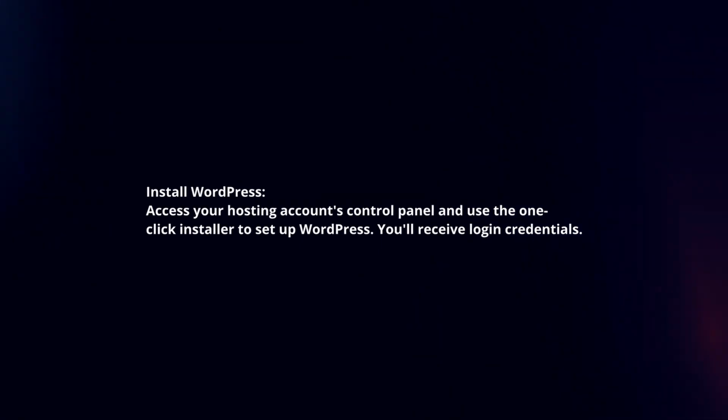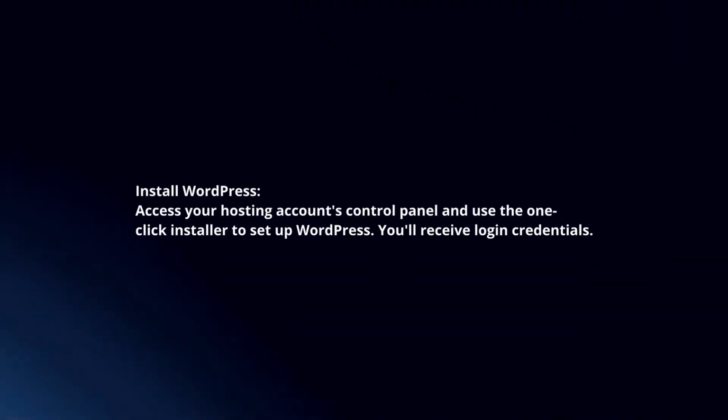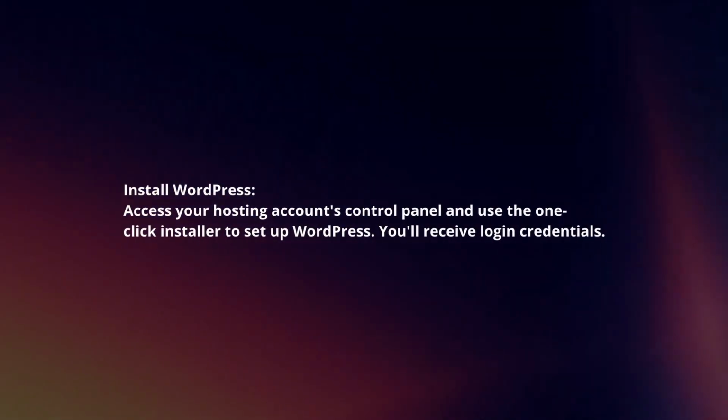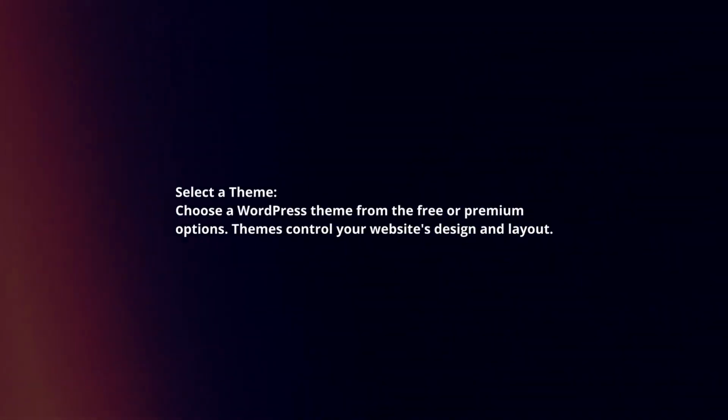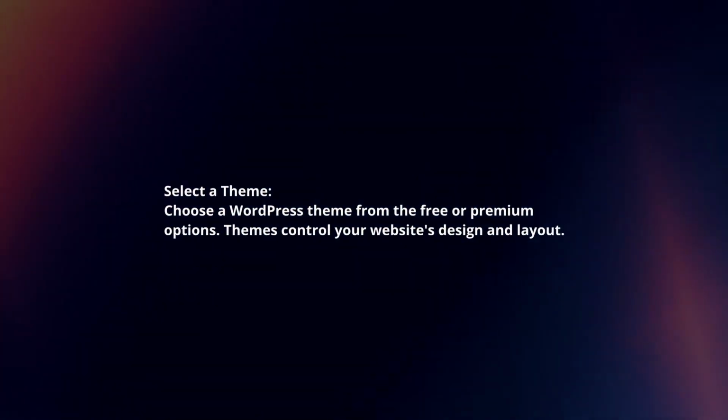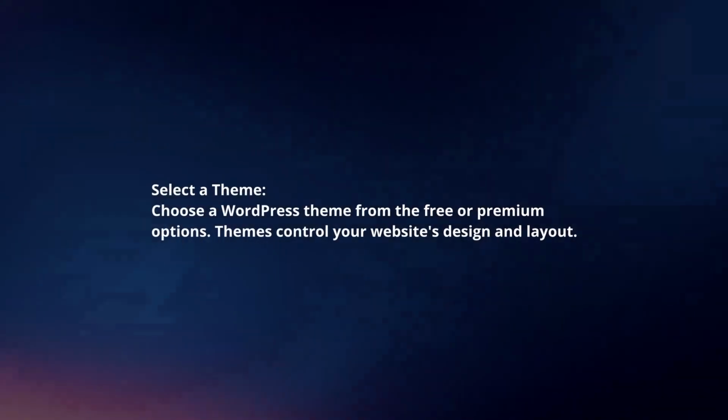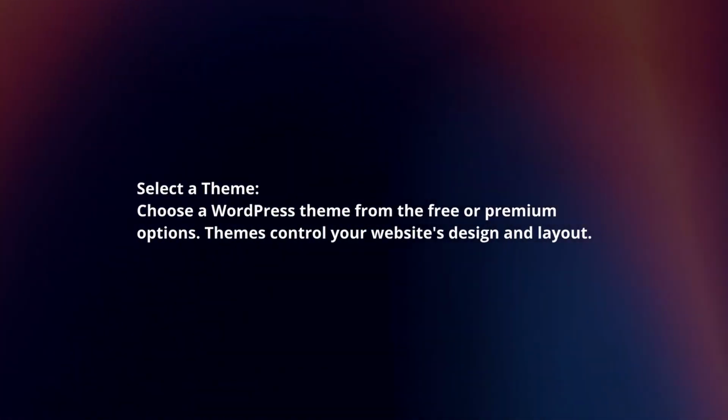Install WordPress. Access your hosting account's control panel and use the one-click installer to set up WordPress. You will receive login credentials. Select a theme. Choose a WordPress theme from the free or premium options. Themes control your website's design and layout.